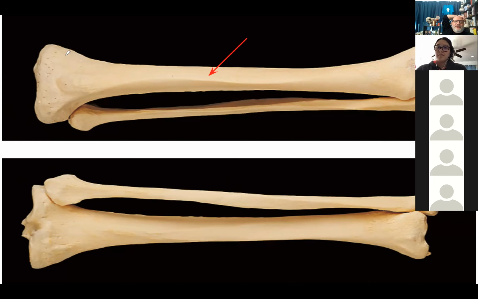Underneath the medial condyle of the tibia, right here, there are four muscles that insert into this bone feature. So on the exam, can I point an arrow at this underside of the medial condyle and ask you to identify all four muscles that insert into it? Yeah. There's also four muscles that insert into the tibial tuberosity. So we could do that as well.